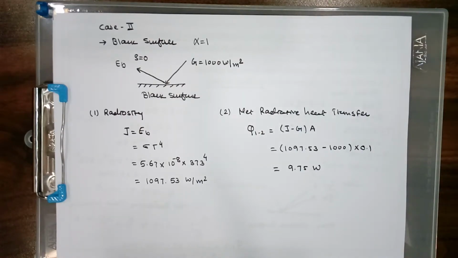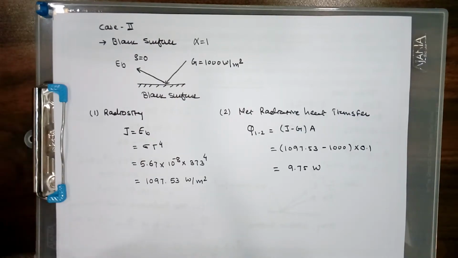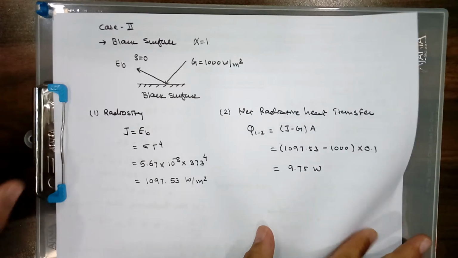In the previous case, when we consider the diffuse and opaque surfaces, the heat exchange is near about 7.8, and this difference happens due to the surface resistance. Now we are moving towards the next numerical, that is numerical number 2.